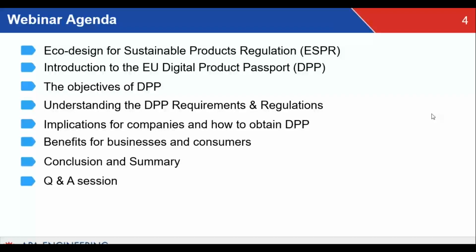So this is the list of agendas for this webinar. We'll be having an overview of the eco-design for sustainable products regulation. There are a few slides on that. After that, we'll see the EU digital product passports, an introduction of it, and the objectives of a digital product passport, then understanding the digital passport requirements and regulations, implications for companies, how to obtain the digital passports, and benefits for businesses and consumers. And at the end, there will be a conclusion and summary, and after that, we'll have the Q&A session.